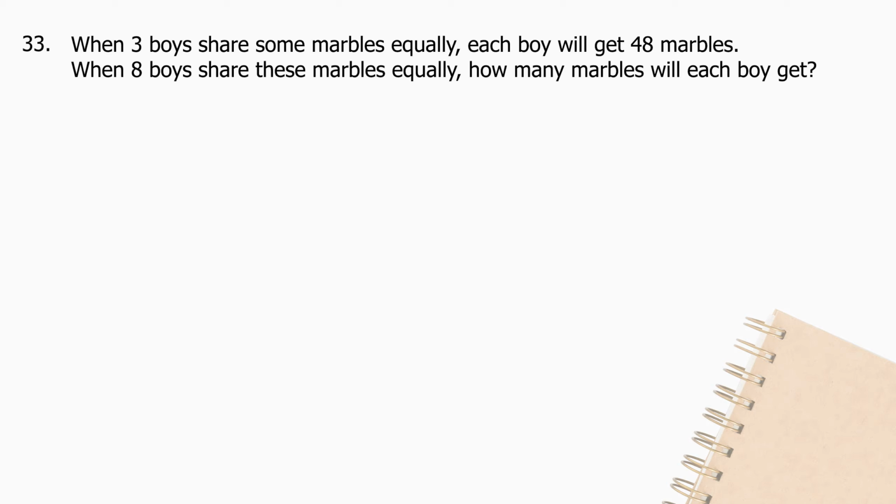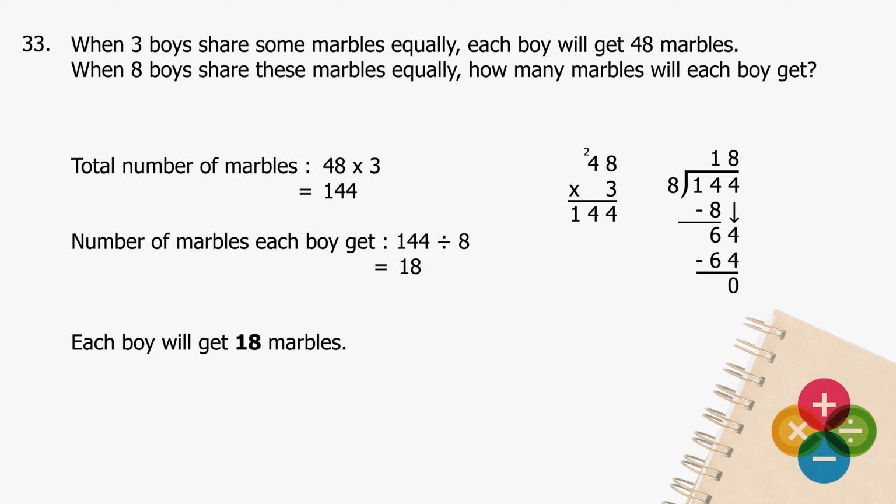Question 33. When 3 boys share some marbles equally, each boy will get 48 marbles. When 8 boys share these marbles equally, how many marbles will each boy get? The total number of marbles will be multiply 48 by 3, and the product is 144. The number of marbles each boy get will be divide 144 by 8, and the quotient is 18. Each boy will get 18 marbles.